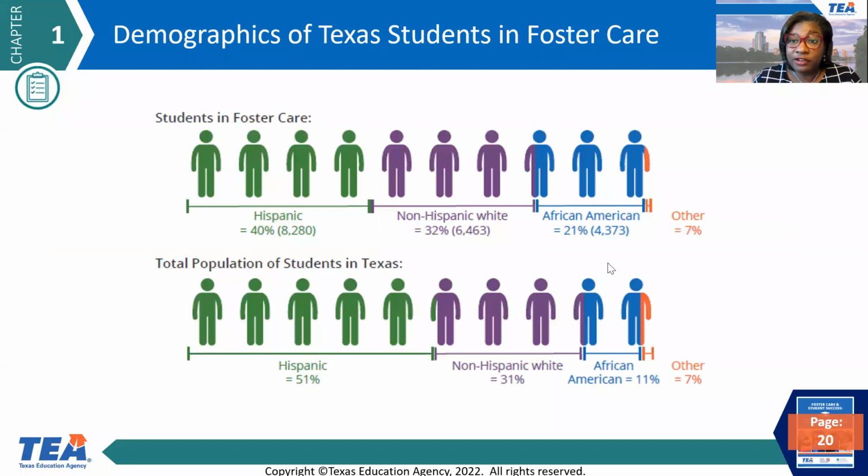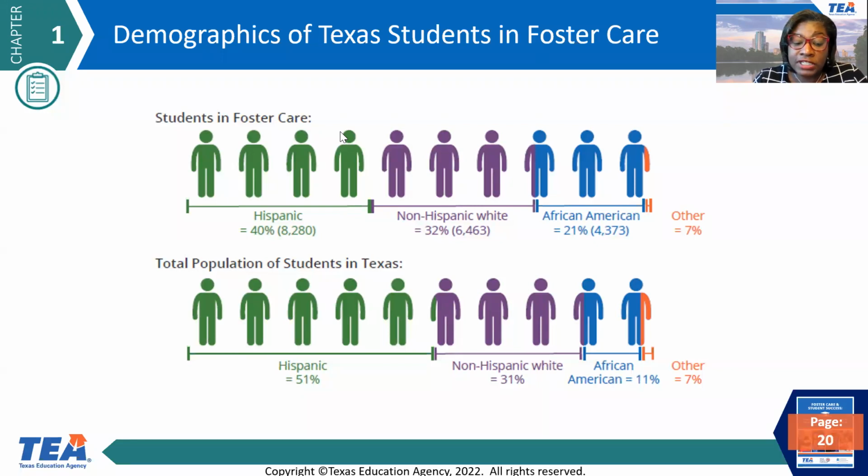Now, let's talk about demographics of our Texas students in foster care. This information is on page 20. What we found is that children and youth of certain racial groups are overrepresented in foster care. 40% of Hispanic children are removed from their homes. And remember, we talked about earlier what the definition of foster care was. This goes into understanding our demographics within Texas schools. Then we have 32% of Caucasian children and youth removed from their homes.